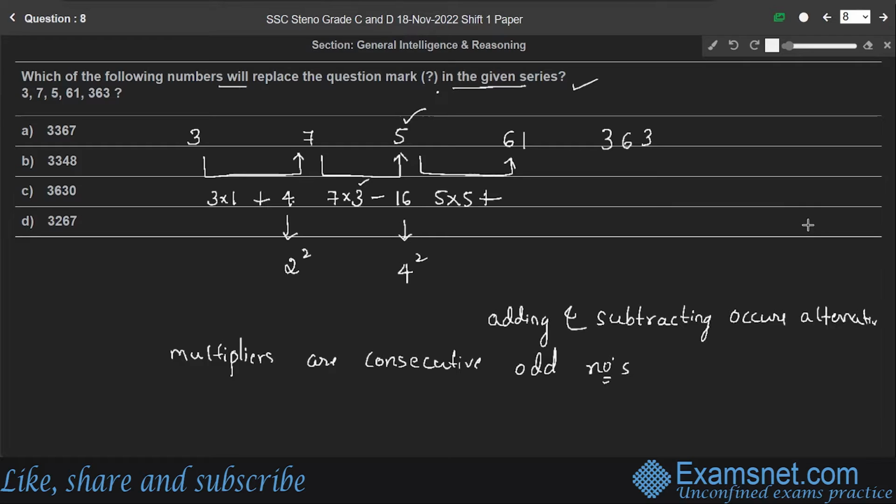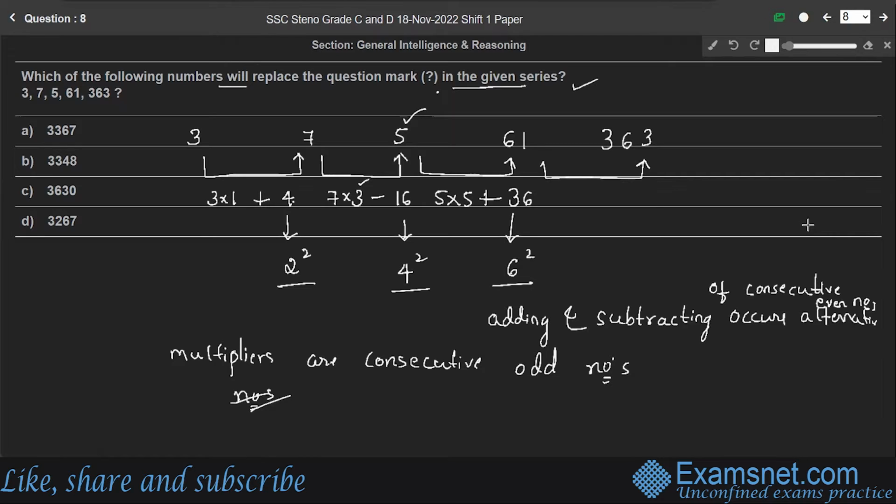Alternatively, the next number to be added here is the square of 6. So the numbers added or subtracted are squares of consecutive even numbers, right? Adding and subtracting of consecutive even numbers occurs alternatively. Now we have to add the square of 6, which is 36, right? So 36 plus 25 will give you 61.